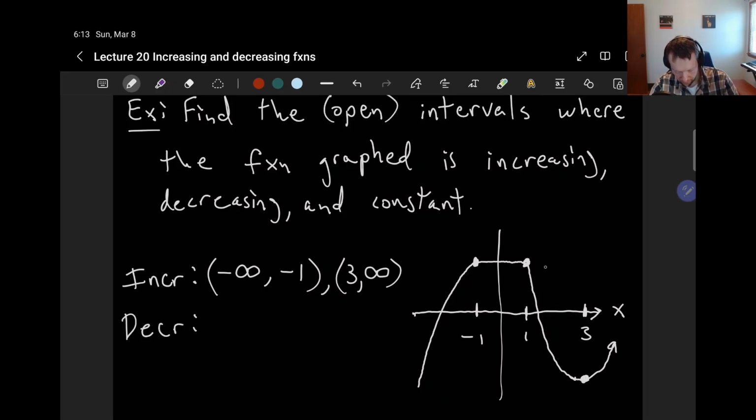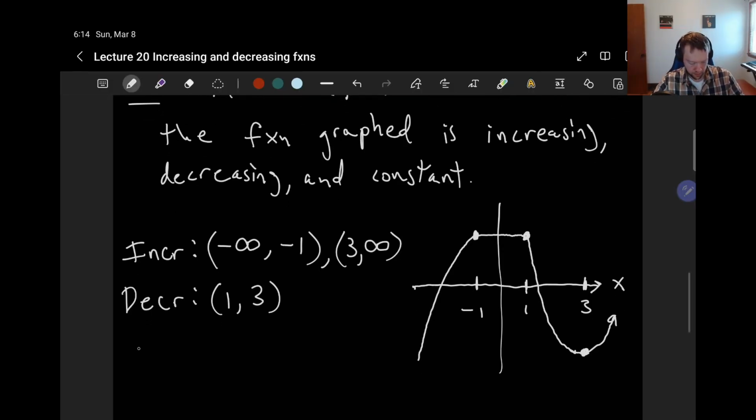Decreasing, well, looks to me like we're going down here on this little interval. So when x is between 1 and 3, that's when we have that drop. And then constant, I see a place right here where there's no change in the y values. It's flat from -1 to 1.